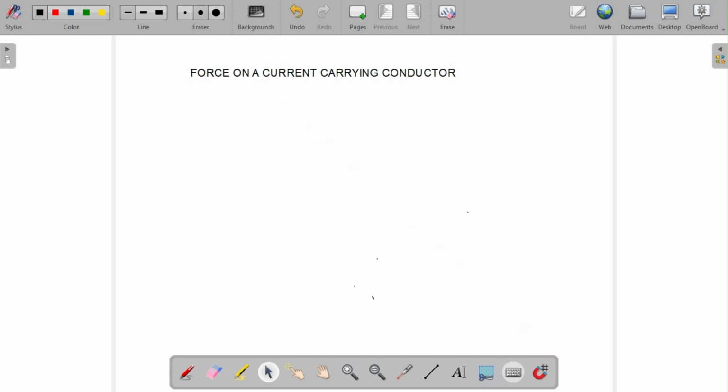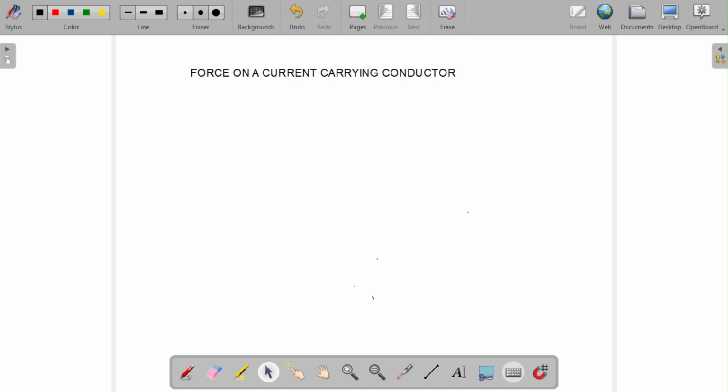Hi guys, in today's class we'll be talking about force on the current carrying conductor. The idea came from Lorentz and Faraday's law, where it was observed that when a material is placed in a magnetic field, there will definitely be a change of flux. And when there's a change of flux, there is a voltage across its terminal and a current flowing through it.